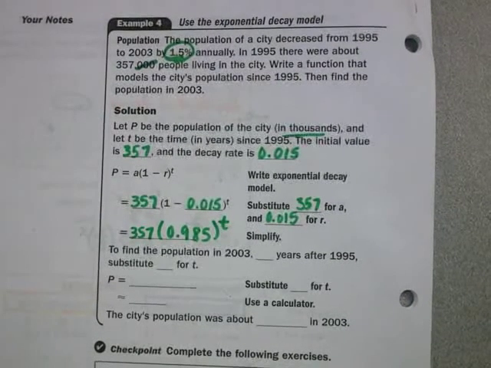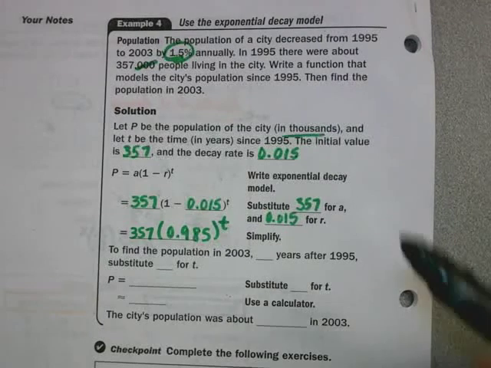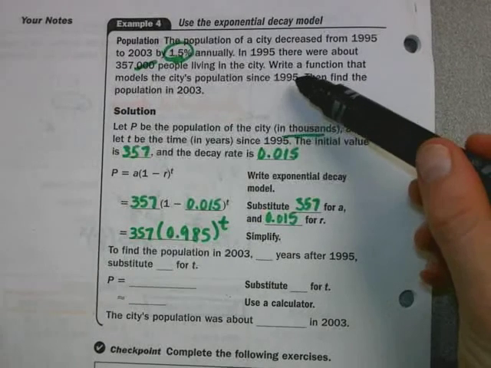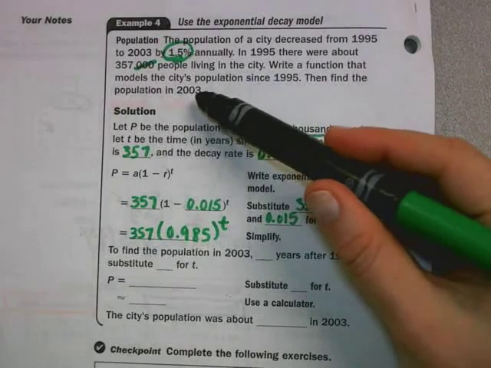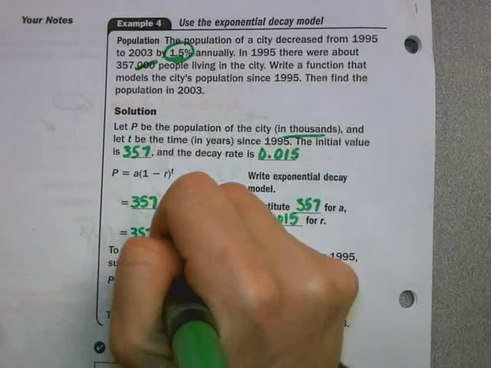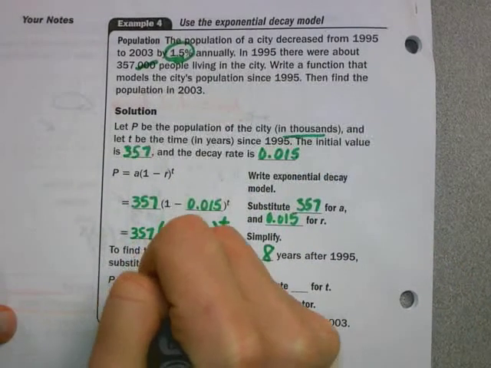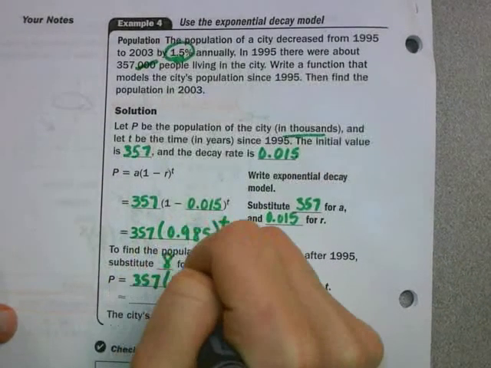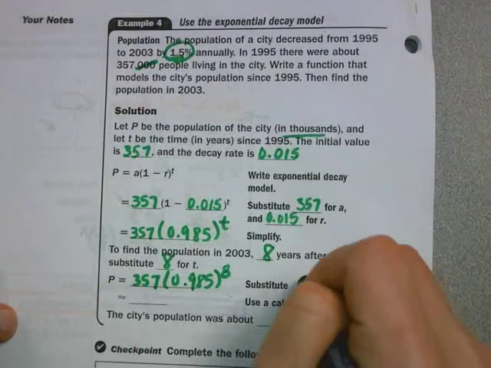Now to find the population in 2003, I have to see how many years that is after 95. So 95 to 2000 would be 5 years. 2000 to 2003 would be 3 more. So 5 plus 3 is 8 years. So we're going to substitute 8 in for T. So that becomes 357 times 0.985 raised to the power of 8.